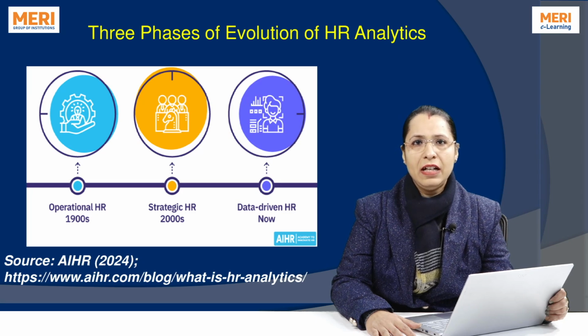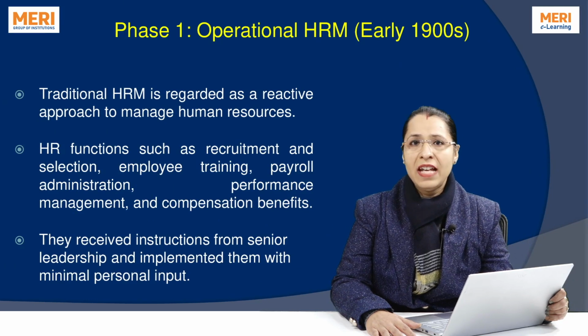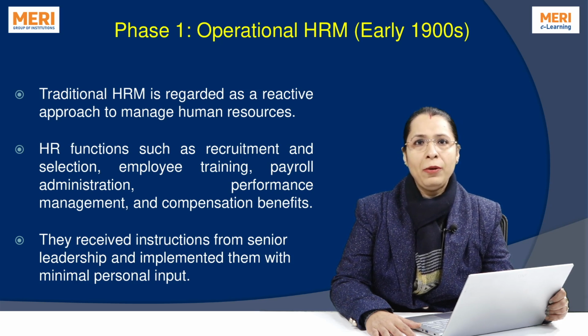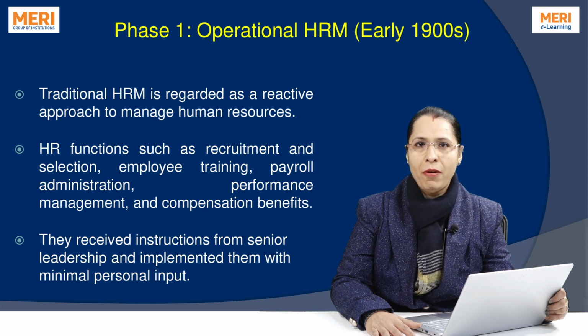Early 1900s. Traditional HRM is regarded as a reactive approach to managing human resources. While it included essential HR functions such as recruitment, selection, employee training, payroll, administration, performance management, and compensation and benefits, it lacked a strategic focus. Traditional HR managers primarily followed the directives of top management and the strategic decision-making team. They received instructions from senior leadership and implemented them with minimal personal input.